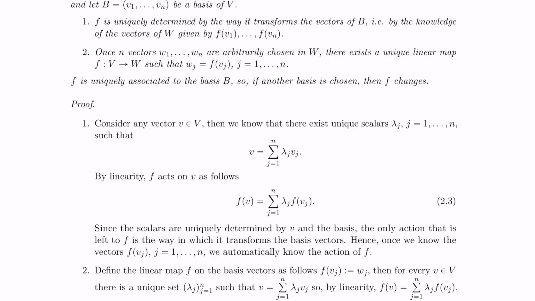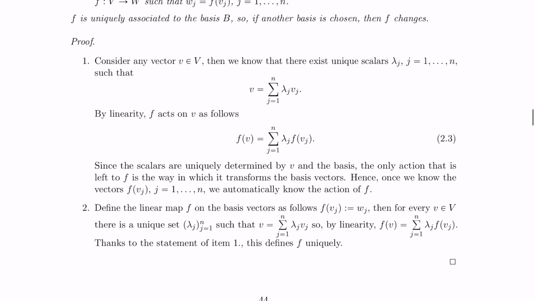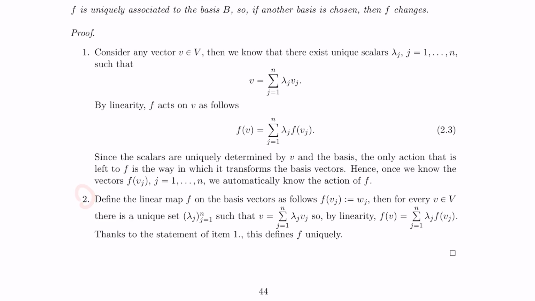Let's now prove the second statement, this one here. The proof is an immediate consequence of the statement that we have just proven. In fact, we have just seen that this expression defines in a unique way the linear map F, and so we just have to define F of vj to be equal to the vectors wj that we can randomly choose but fix, of course, in W in order to obtain a well-defined and unique linear map F.